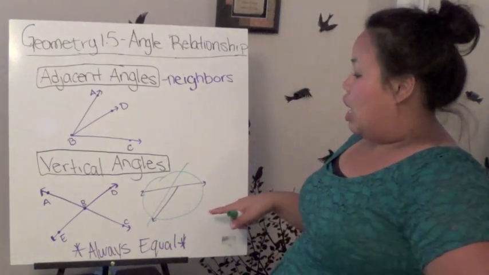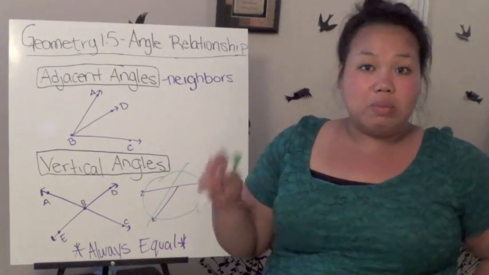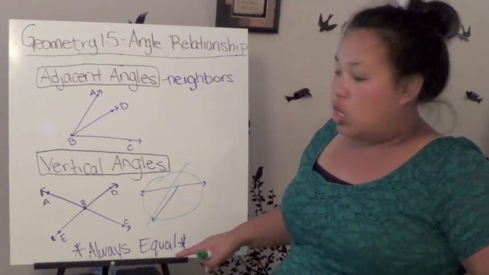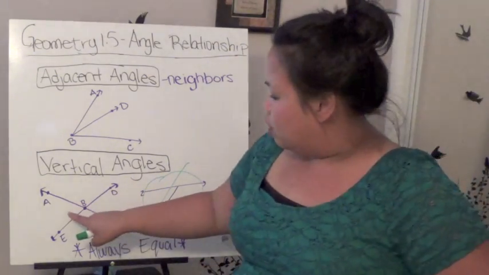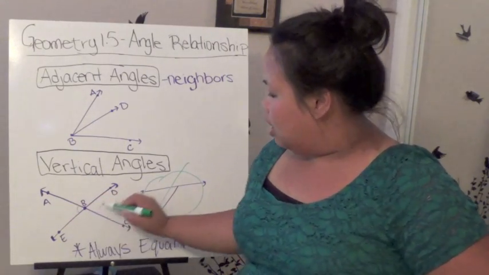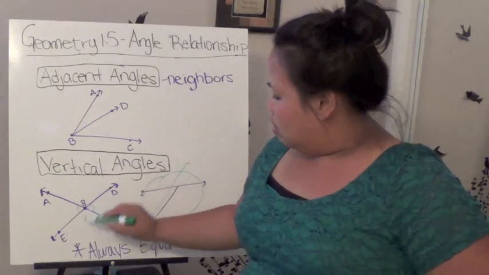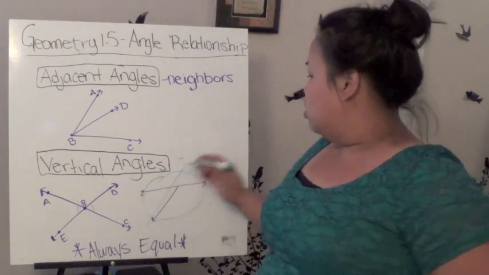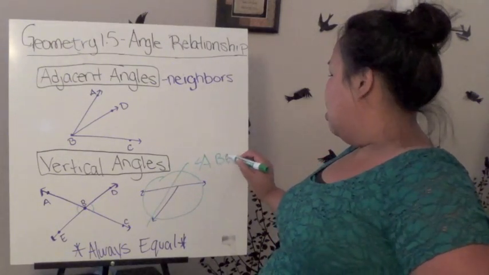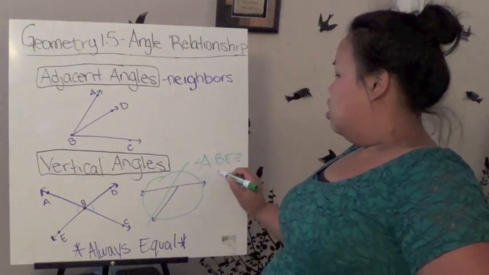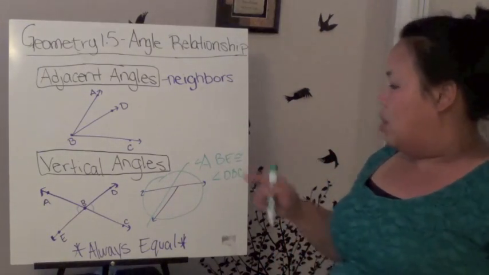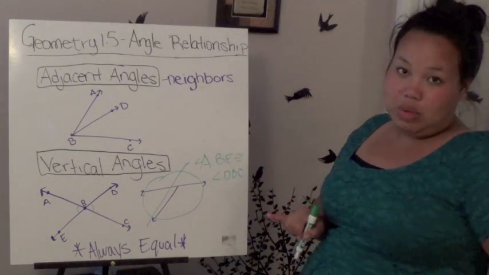Okay? And the thing with vertical angles is you always have to remember, when you hear vertical angles, you should always know that they're always equal. So what I mean is these angles, this is a vertical angle, so that means ABE is equal to DBC. These are vertical angles. So angle ABE is congruent to angle DBC. Remember, when naming angles, the vertex has to be in the middle.